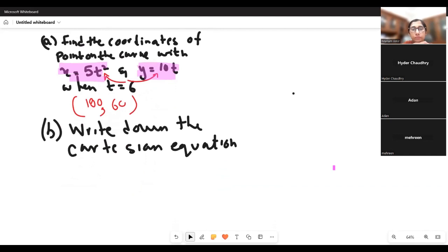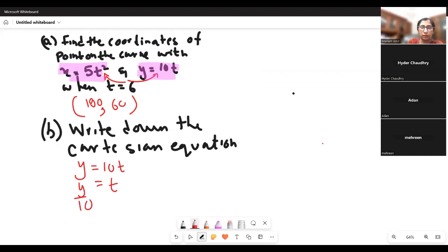Ma'am, y over 10 equals t, and we plug that into the x equation. T equals y over 10, and substitute it in the other equation. Yes. That's correct. All right. So what Heather is saying is that we use this equation and make t the subject, which gives us y by 10, and then we substitute it in the other equation.